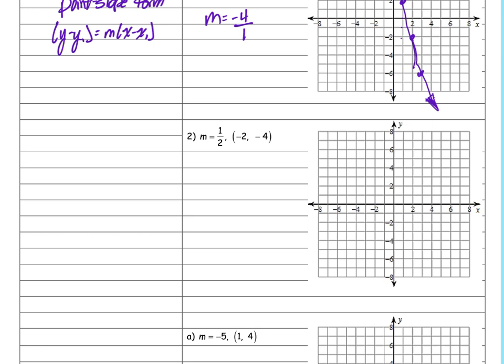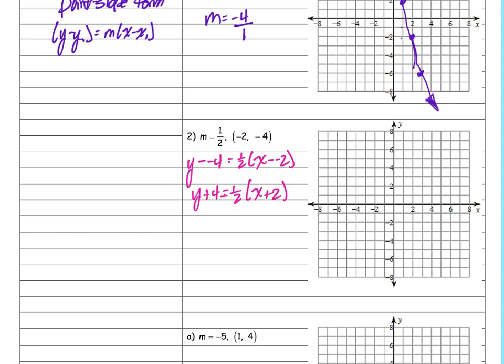So I've got y minus a -4 equals 1/2 times x minus a -2. I can't leave minus a minus there. I have to simplify that part. So I would get y plus 4 equals 1/2 times x plus 2.